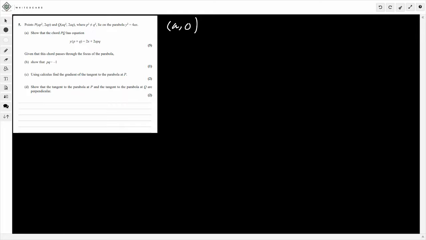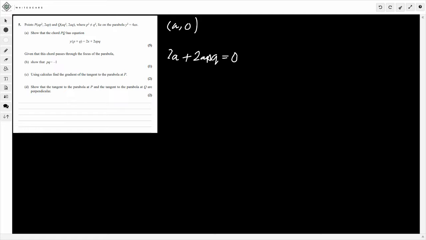So how do we do that? Well, we're going to sub it into this equation here. If y is 0, this left-hand side is just going to be 0, right? That's going to be nothing. So what I'm going to get left with now is 2 times x, which is a, so it's going to be 2a plus 2apq. And this is equal to 0 because the y is 0.